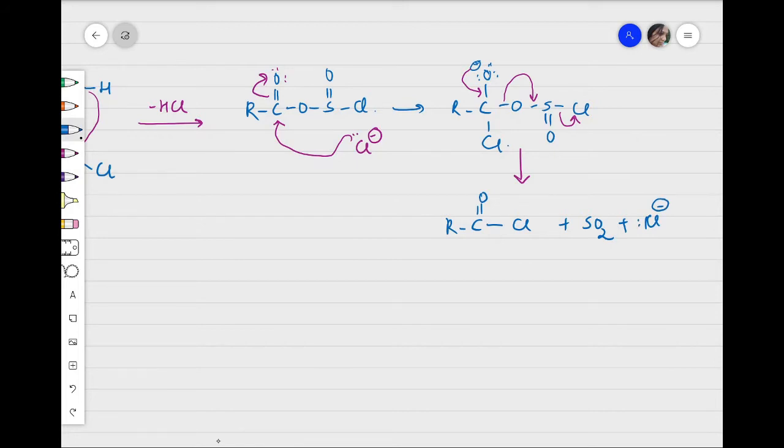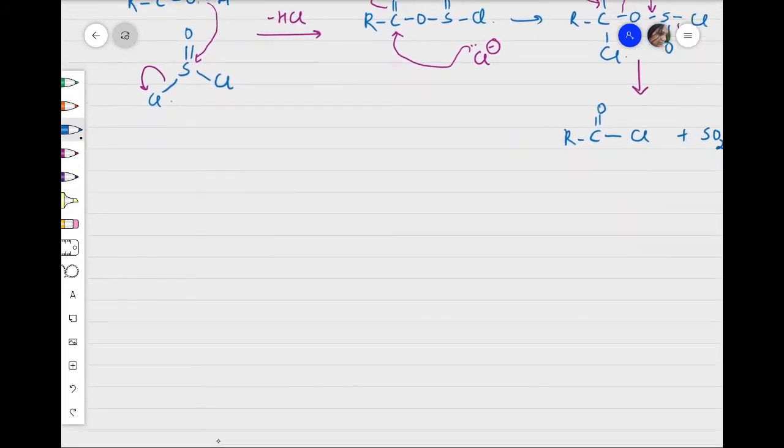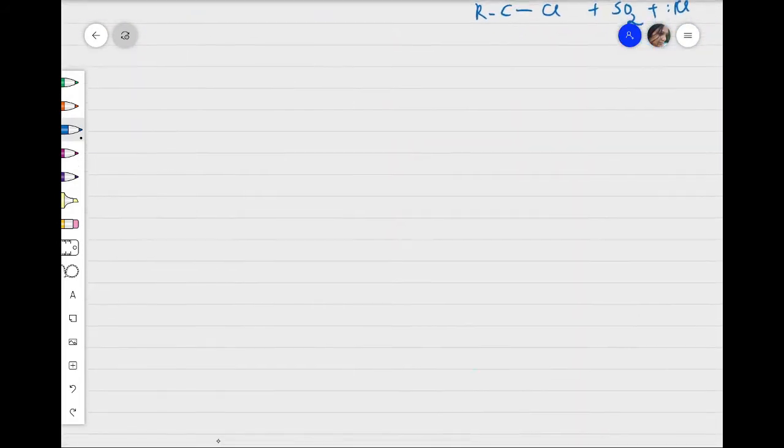Okay, so this is how the mechanism of the reaction of thionyl chloride with our carboxylic acid goes. Okay, that's a general mechanism I've shown you. Now let me take to the next set.